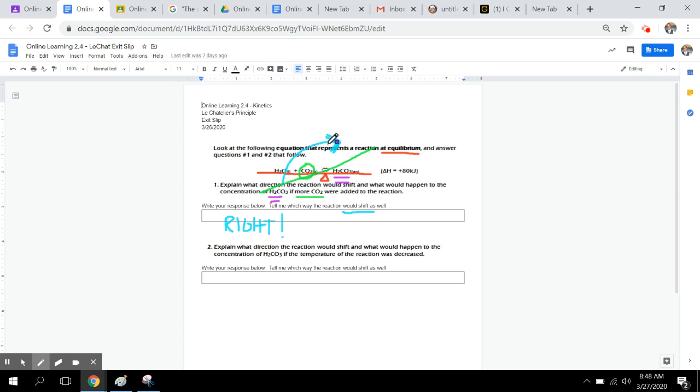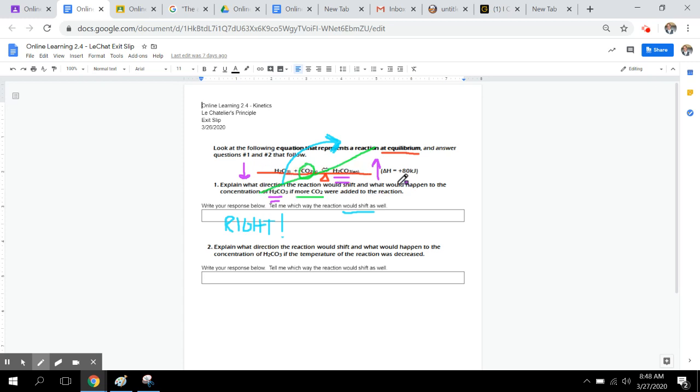If the reaction is shifting to the right, the concentration of my products will increase because you're making more products. Shifting to the right means you are making more product, and what that means is you're using up your reactants to do that. So those concentrations will go down. In this case, if you have a reactant, the concentration will decrease, and if you have a product, the concentration will increase.